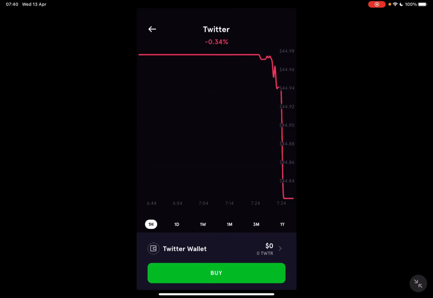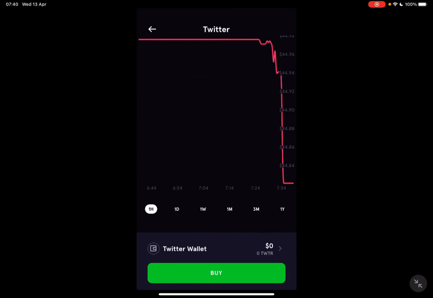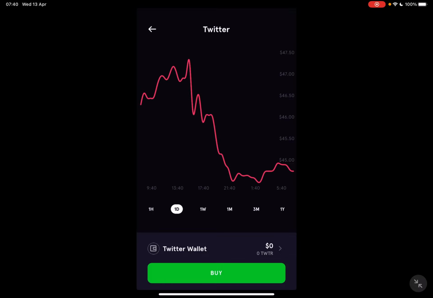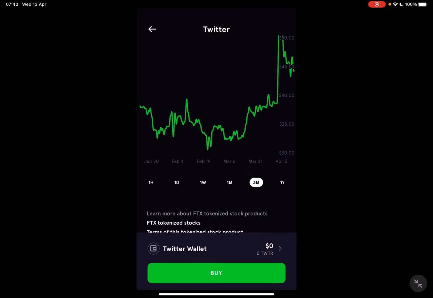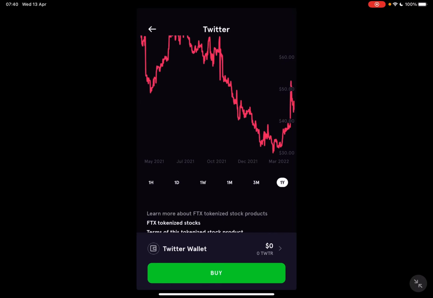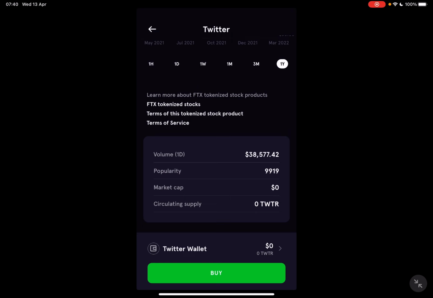When you open the profile of a stock, then you can see some statistics around this stock for the last 1 hour, 1 day, 1 week, 1 month, 3 months and 1 year. And if you scroll even below that, you can see some important information around the stock.